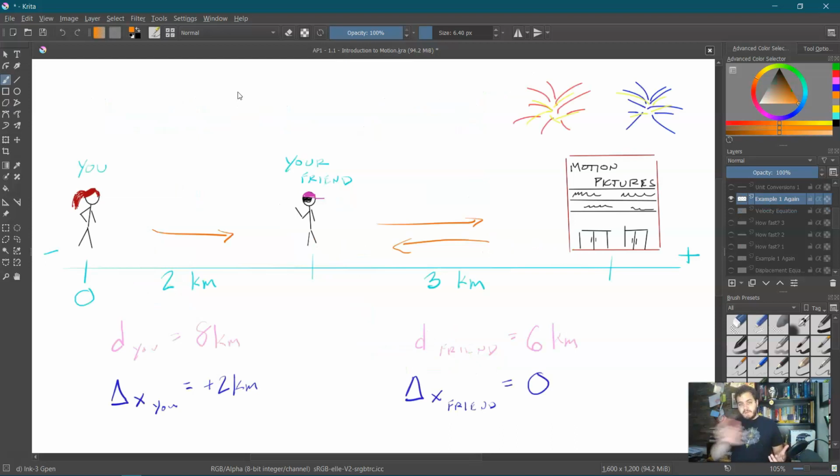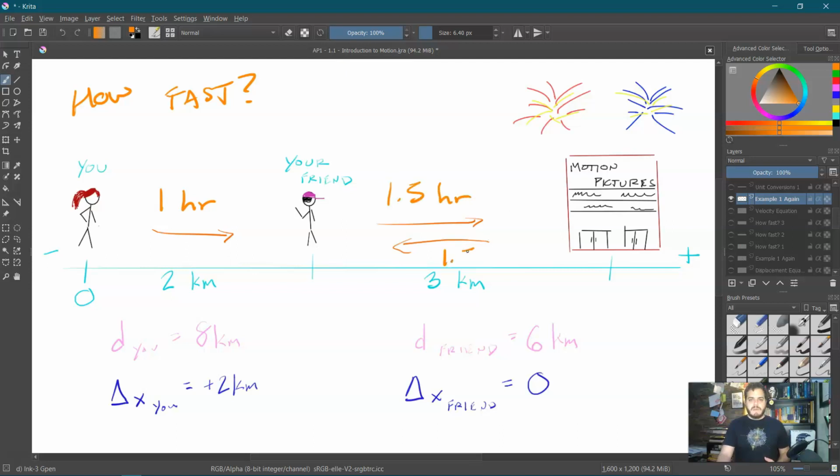So now let's go back to the previous example. We've already written our distances and our displacements, and now let's define specifically how fast you and your friend have gone. Now, we didn't put times here, so let's establish that now. Let's say for you to get to your friend, it took 1 hour, and then it took you 1.5 hours to get to the motion pictures, and 1.5 hours to get back to your friend's house once you immediately turned around.